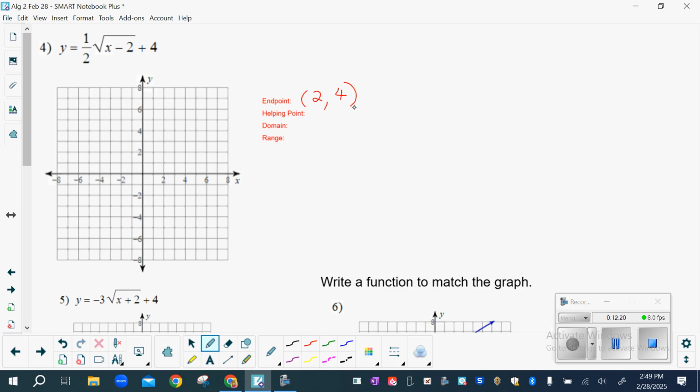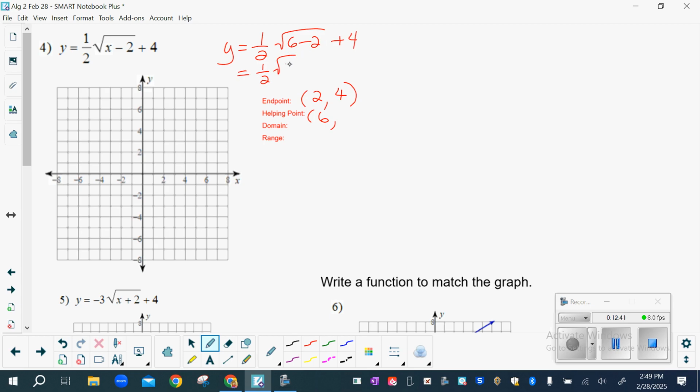So now a helping point. We want to get 4 for our answer when we subtract 2. So what x minus 2 would give me 4? 6. So then substitute it in: 1/2 square root of 6 minus 2, plus 4.